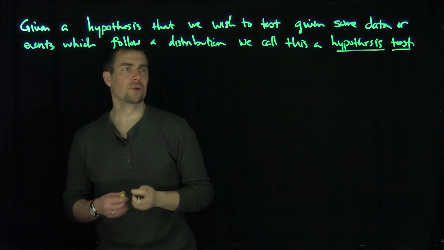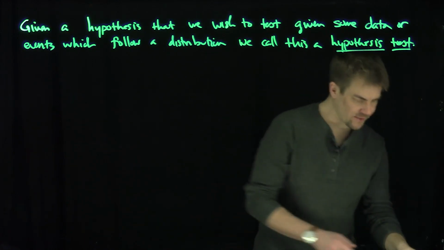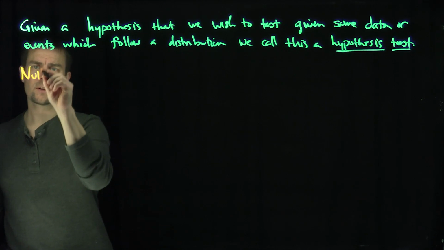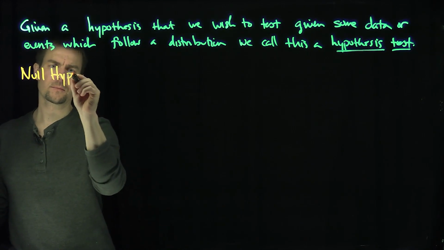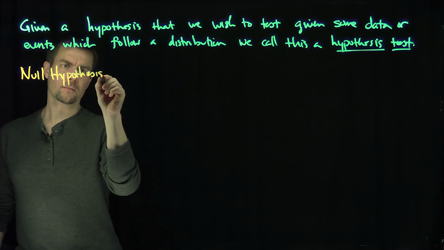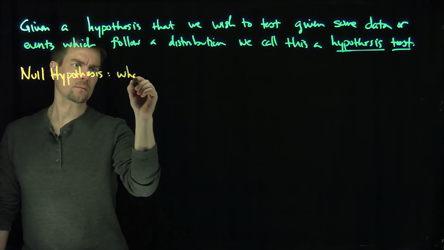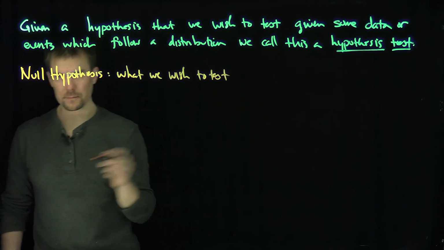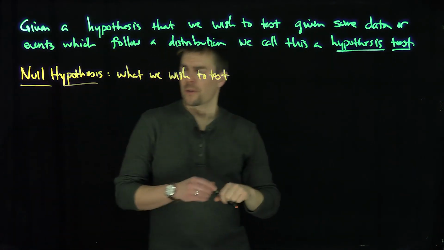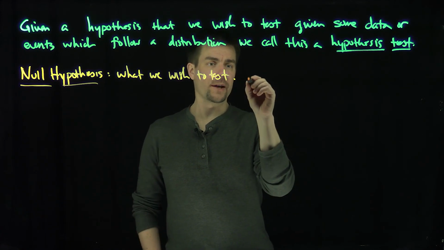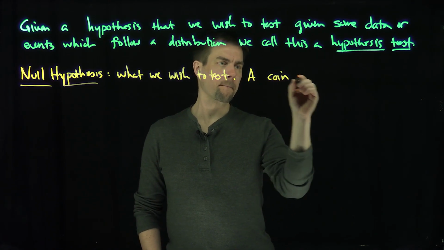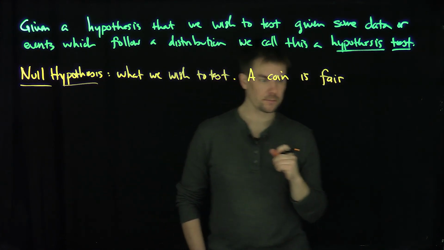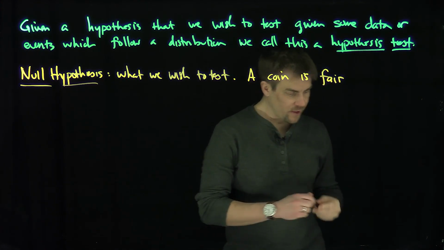Well, let me do this through an example. Suppose I'm testing a hypothesis, typically called a null hypothesis. These things are called null hypotheses, what we wish to test. In our example, the null hypothesis is going to be saying that the coin is fair. That's our null hypothesis. And I want to figure out a criterion.